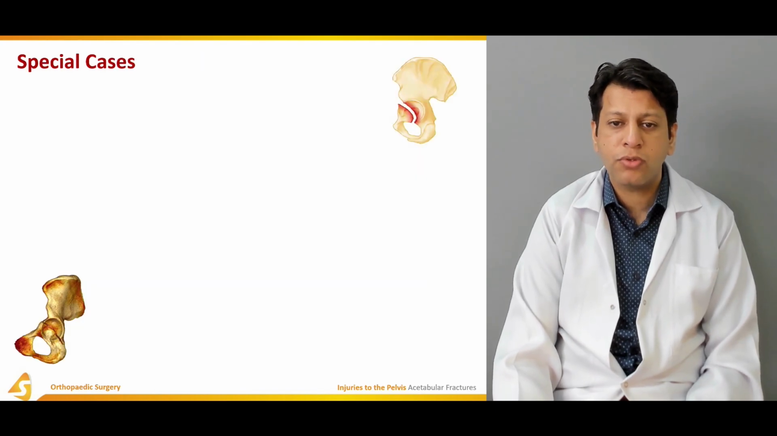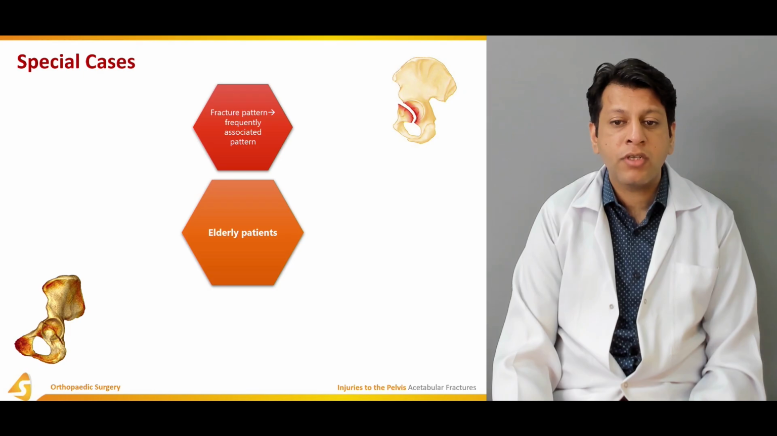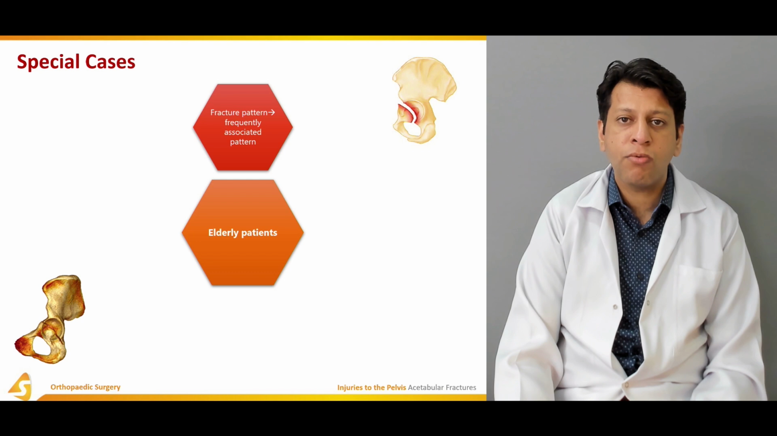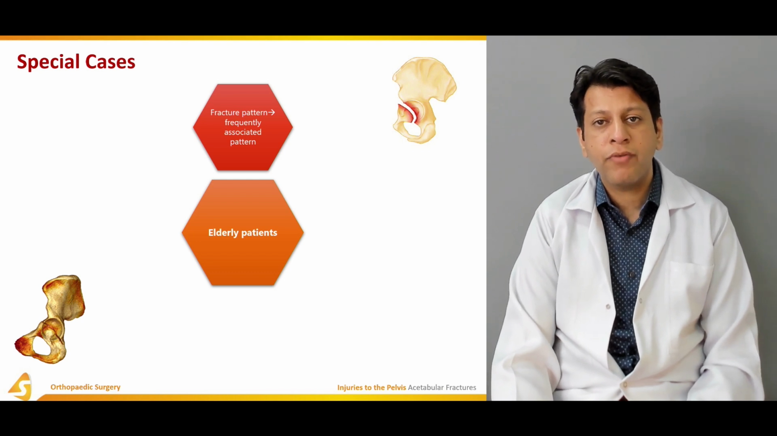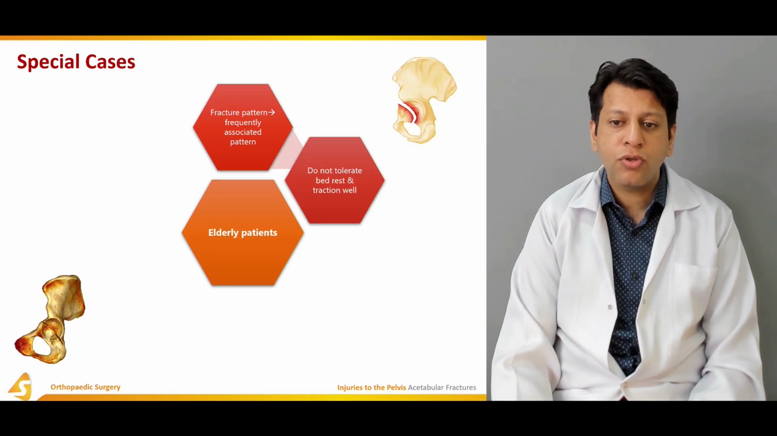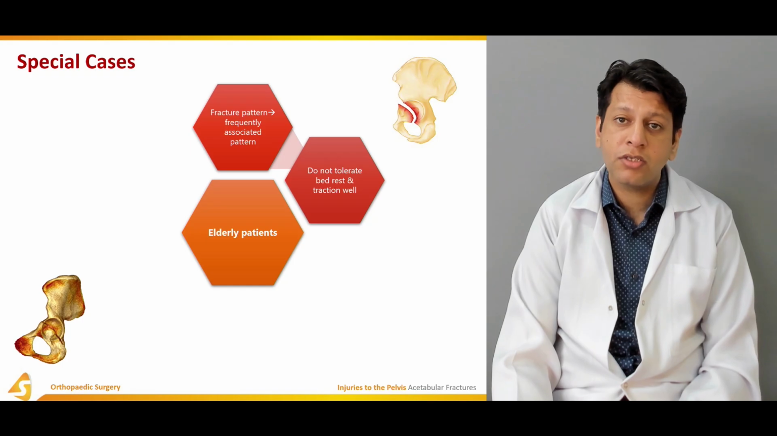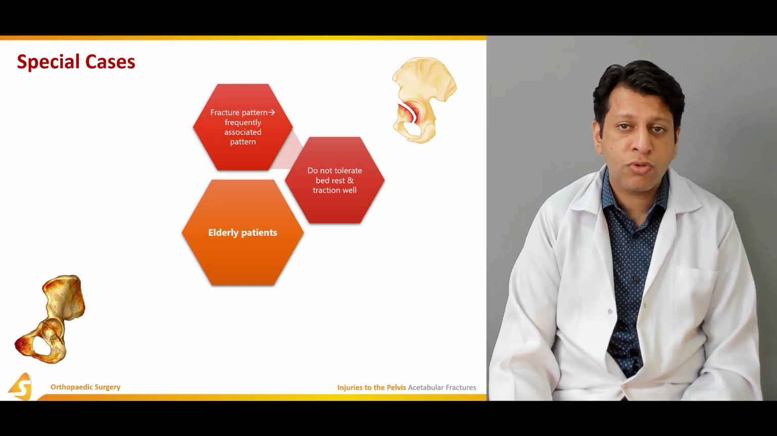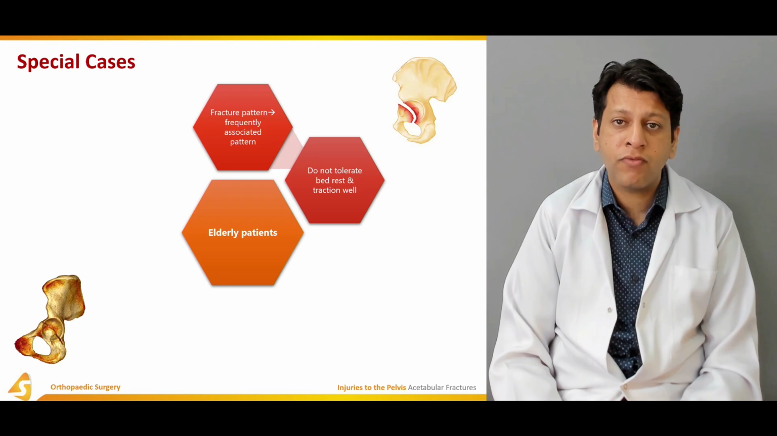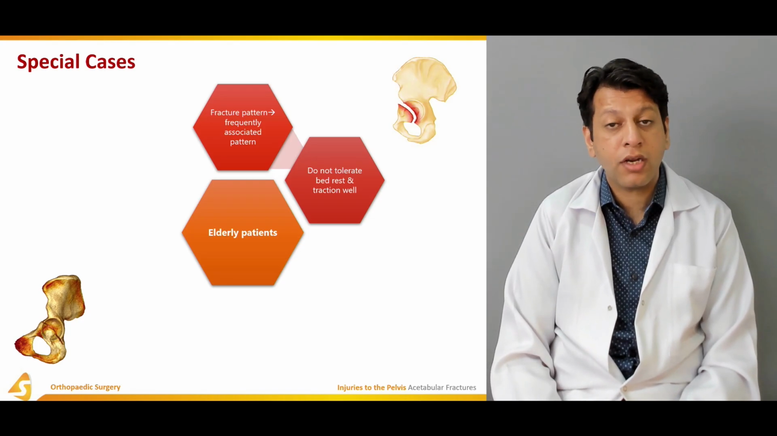through the ilioinguinal approach. Then there are special cases, especially elderly patients, who have fracture patterns which are frequently associated, like anterior column, anterior wall, or both column fracture, or anterior column with posterior hemitransverse fracture. Now these actually require fixation, but their condition is such that they may have a lot of comorbidities, and fixation cannot be done. So they do not tolerate bed rest and traction well as well.